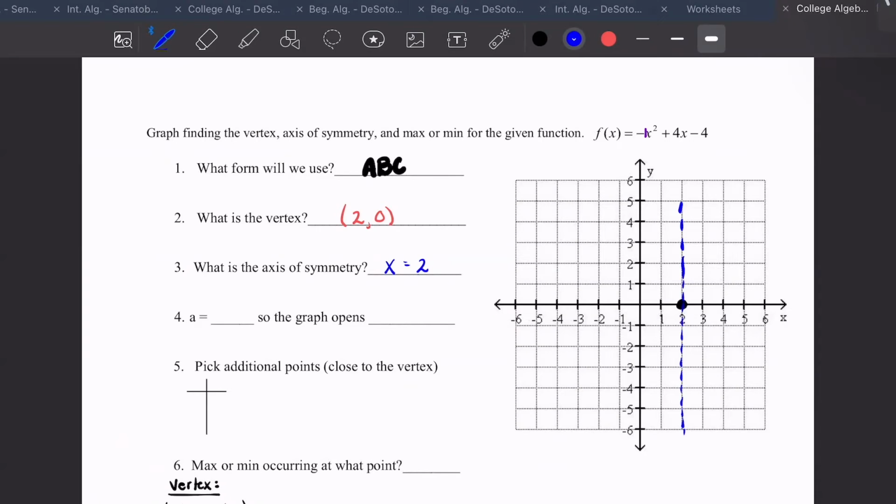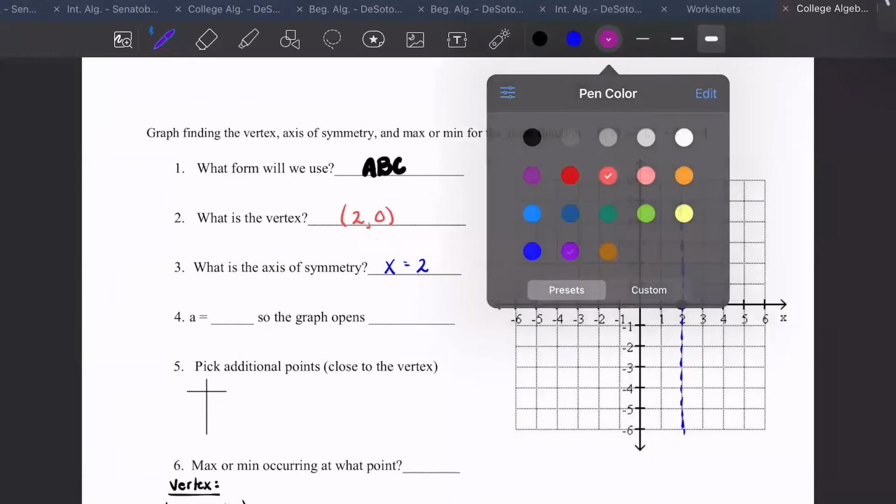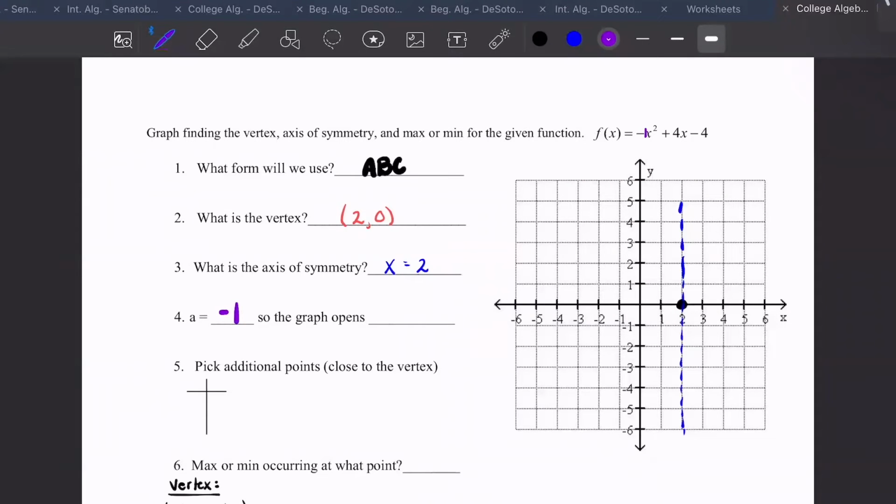on that line. All right, a equals blank, so the graph opens blank. All right, a equals -1, so our graph opens down. Okay, so we're going to have something that looks like this. All right, and the reason for that is that a is negative.